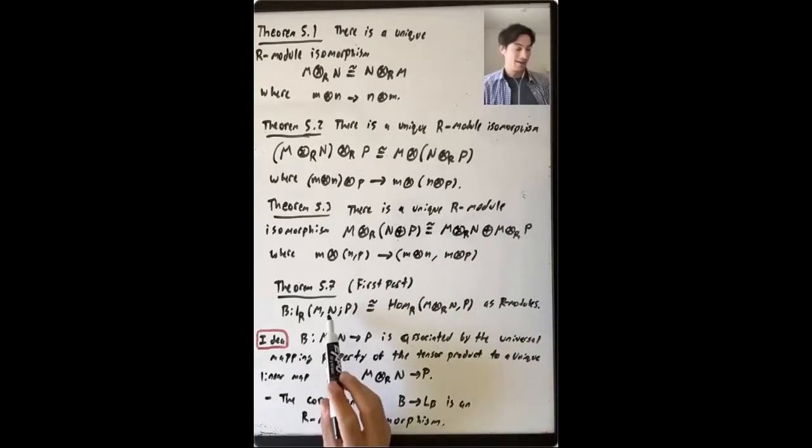The idea is, if you have a bilinear map B from M cross N to P, it's associated by the universal mapping property of the tensor product to a unique linear map L_B from the tensor product to P. And you can show that this correspondence from B to L_B gives an R module isomorphism.